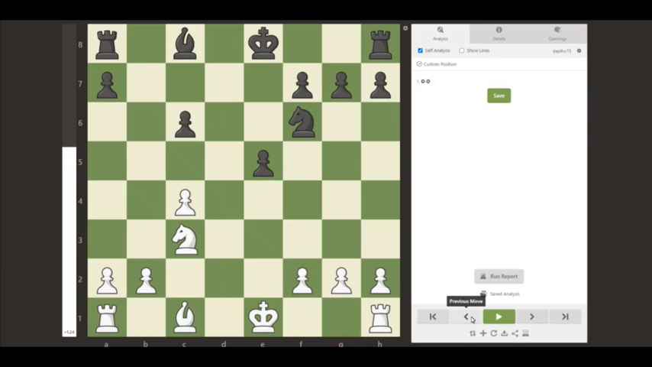However, white can't castle queenside because the bishop on c1 is blocking the white king from castling. So if white wants to castle queenside, he must first move the bishop, and then on the next move, he can castle queenside.